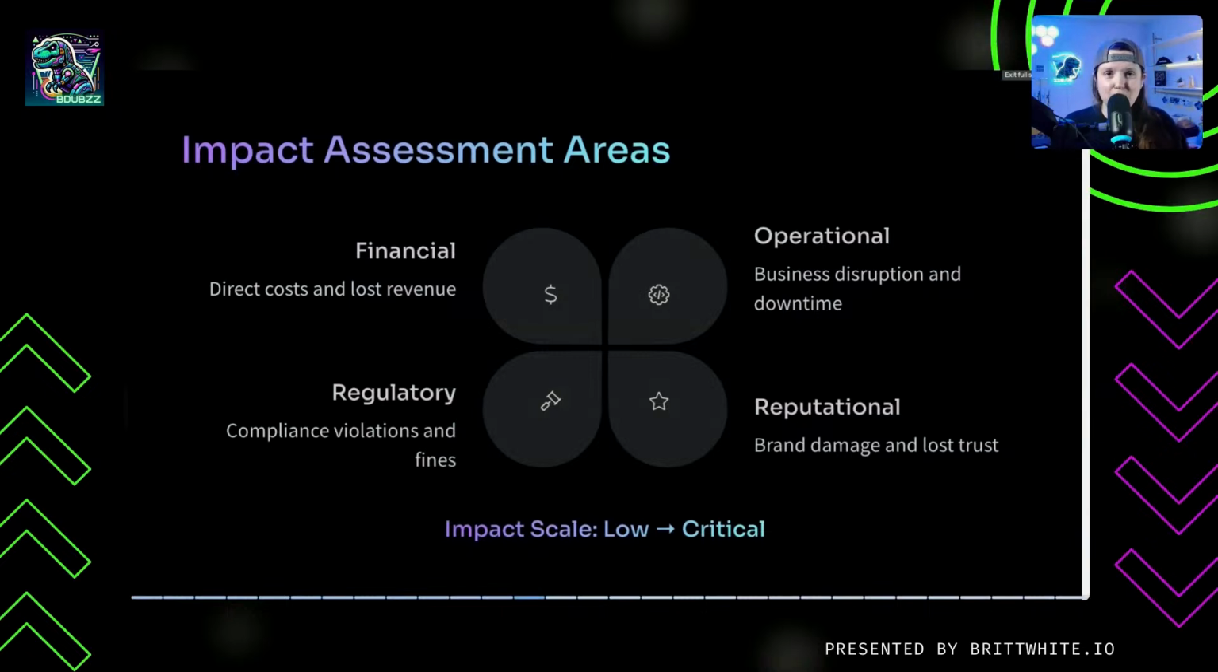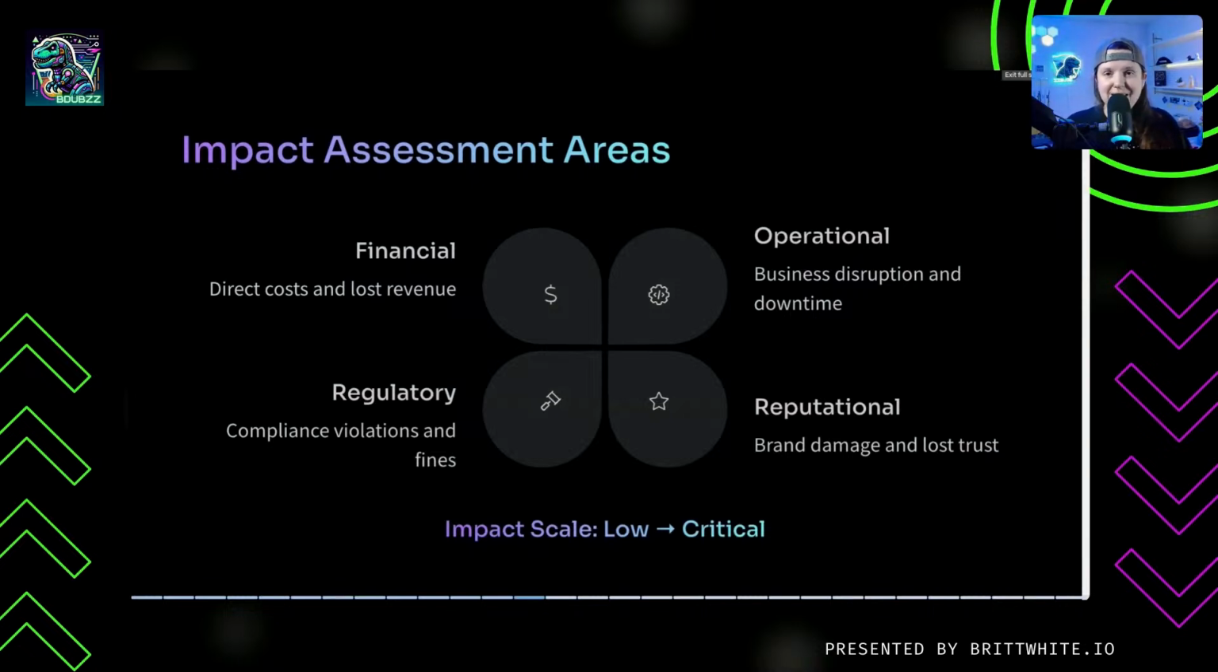We need to consider 4 key impact areas affecting our organization. Financial impact includes any direct costs, such as incident response expenses and lost revenue from system outages or lost business. Operational impact affects our day-to-day business operations. Think of system downtime and employees unable to perform their jobs effectively.